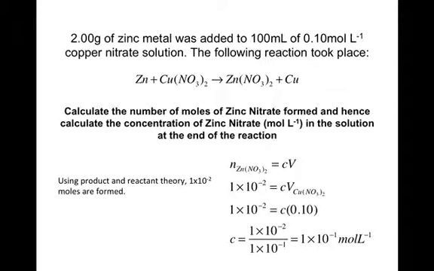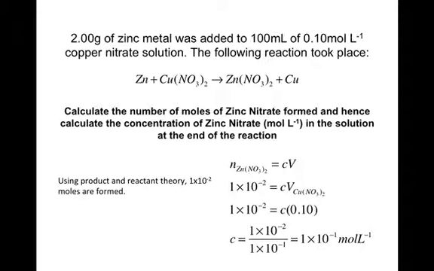So now we're asked to calculate the number of moles of zinc nitrate formed, and hence calculate the concentration of zinc nitrate in moles per liter in the solution at the end of the reaction. So using our reactant theory from before, we found that the number of moles for our limiting reagent was 1 times 10 to the negative 2 moles. So hence we know this is the number of moles that we're going to have of zinc nitrate formed. Again, just by considering copper nitrate as the limiting reagent and the number of moles actually reacting.